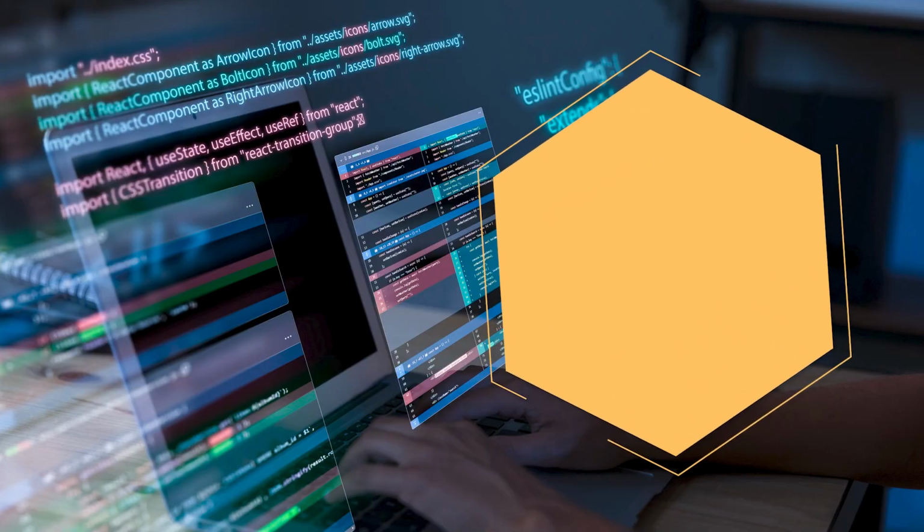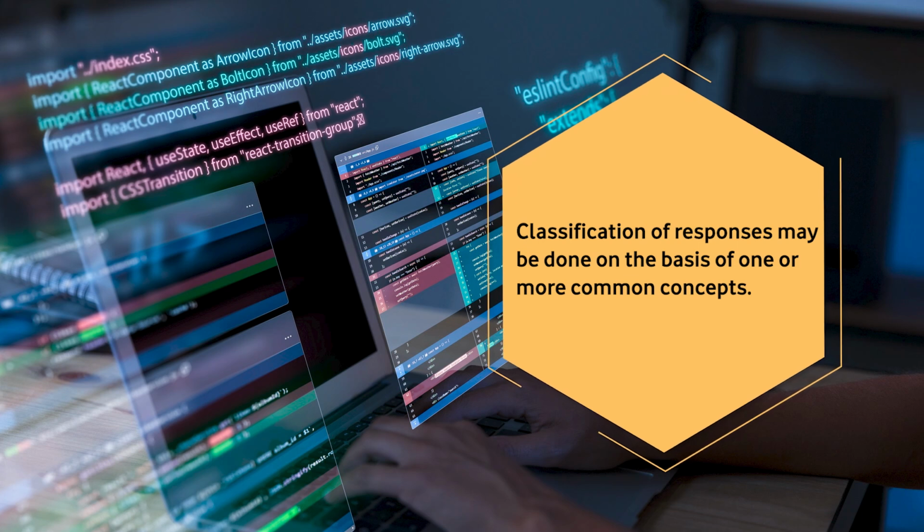So here, coding is all about organizing the data or responses into classes or categories, and assigning numerals or symbols to responses according to the class or category in which they fall. And the classification of the responses may be done on the basis of one or more common concepts, right? Because how do you give the coding to the whole data?